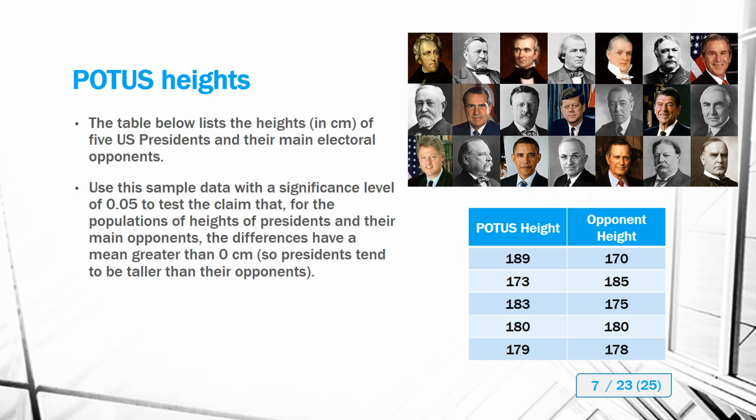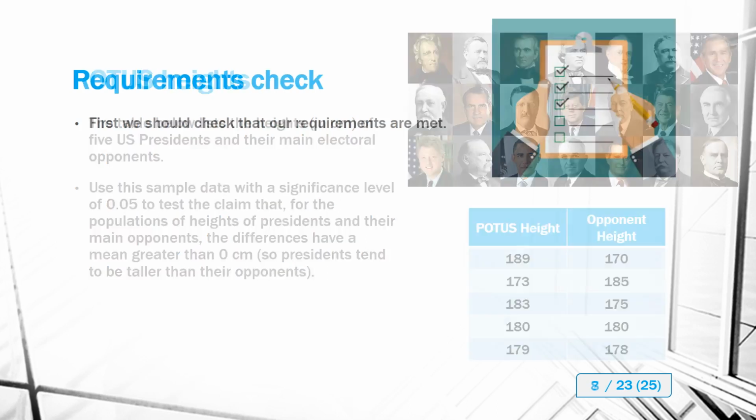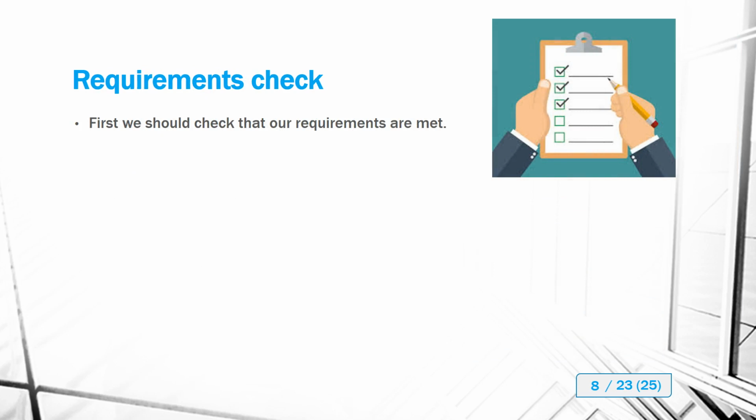Here, listed in the table, we've selected 5 presidents of the United States at random and their corresponding electoral opponents, and we measured the heights in centimeters of each of these individuals, listed in the data table here. Now we're going to use a 5% significance level to test the claim that the differences have a mean greater than 0. In other words, because the difference is greater than 0, that means the presidents are taller than their opponents. First we check to make sure our requirements are met.